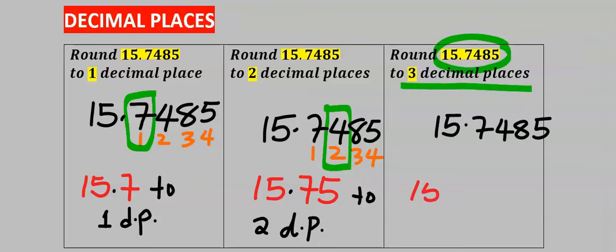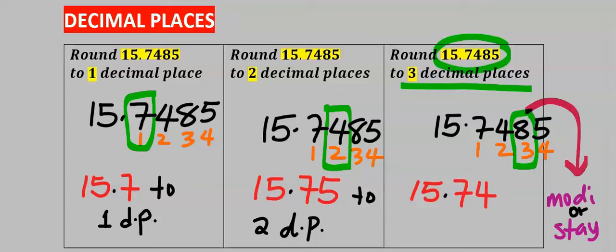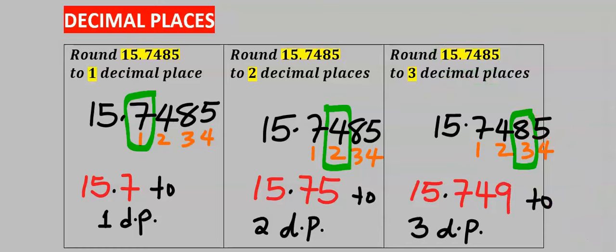Let's round this number to 3 decimal places. The numbers before the decimal are not our concern. The third number after the decimal is 8. Hence, 7 and 4 are free. 8 will either be modified or it will stay the same. 5, which is the next number, can modify 8 to become 9. And our answer is 15.749 to 3 decimal places.